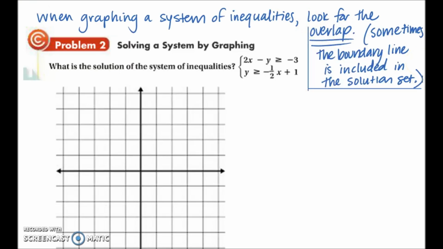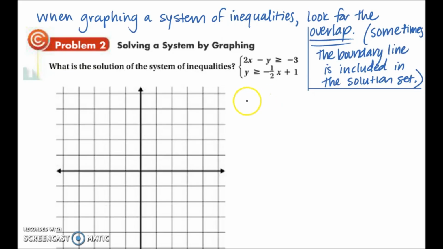In example 2, we have this system of inequalities. The first one is 2x minus y is greater than or equal to negative 3. And the second one is y is greater than or equal to negative 1/2 x plus 1. Before graphing, you want to make sure both of your inequalities are in slope-intercept form. The first one looks like it's not, but the second one is.